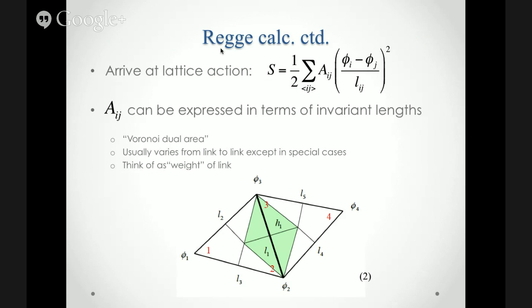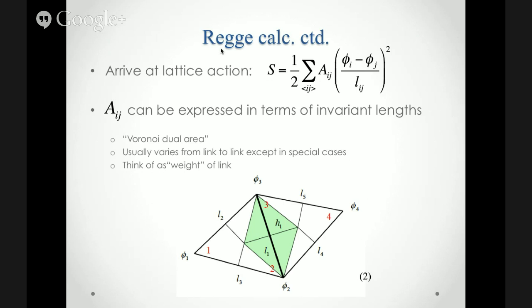And this is the action you arrive at, and it looks really nice. Sum over nearest neighbors, you have a squared difference, you have your invariant lengths, and then you have these area elements, which are called Voronoi dual areas. It's basically this geometric construction. It's this thing that's tinted green here. So each link carries a different weight in the action depending on the underlying geometry.